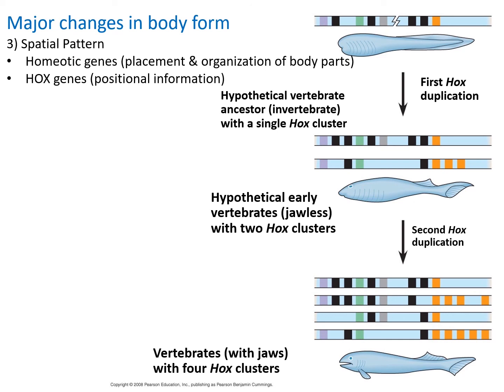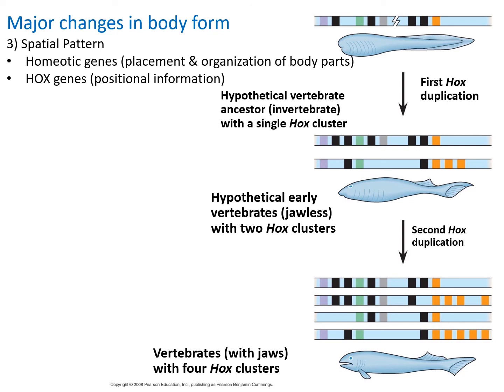The other big thing that affected a lot of organisms and their changes in body form has to do with this spatial pattern. We have what are called homeotic genes. All vertebrates have these homeotic genes. All animals have these homeotic genes. And this has to do with the placement and the organization of your body parts.